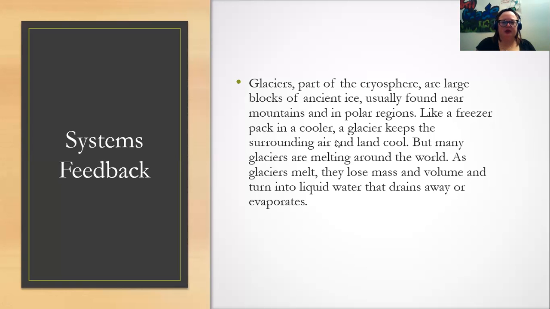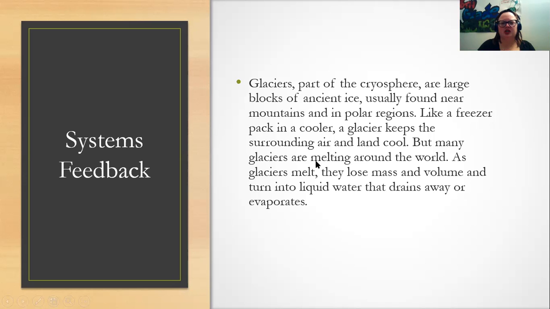Systems feedback. So there's a lot more that goes into these spheres. Glaciers, part of the cryosphere, are large blocks of ancient ice, usually found near mountains and in polar regions. Like a freezer pack in a cooler, the glacier keeps the surrounding air and land cool.